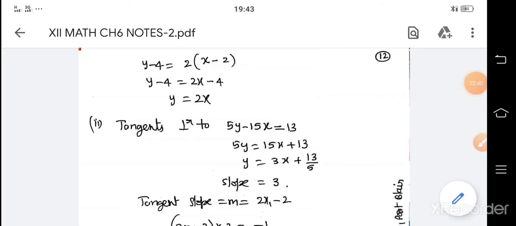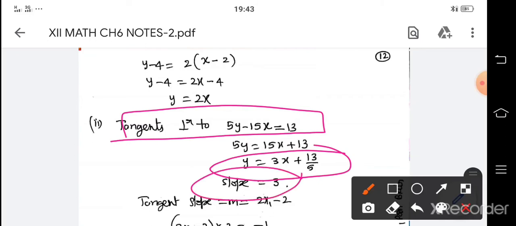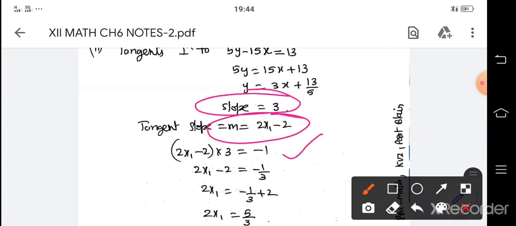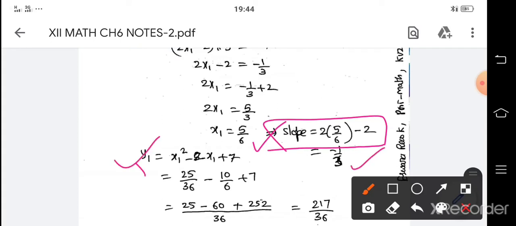One more thing they are asking, tangents perpendicular to this line. First find out y is equal to 3x plus 13 by 5, by converting into mx plus c. Slope is 3, but tangents are perpendicular, they said. That's why you take the slope of the tangent into slope given as minus 1, because perpendicular, they said. So you get x1 is equal to 5 by 6. Substitute in y1, slope you get minus 1 by 3. Substitute in y1, you get this one, 25 by 36 minus 10 by 6 plus 7, so that you get 217 by 36 is the y1.